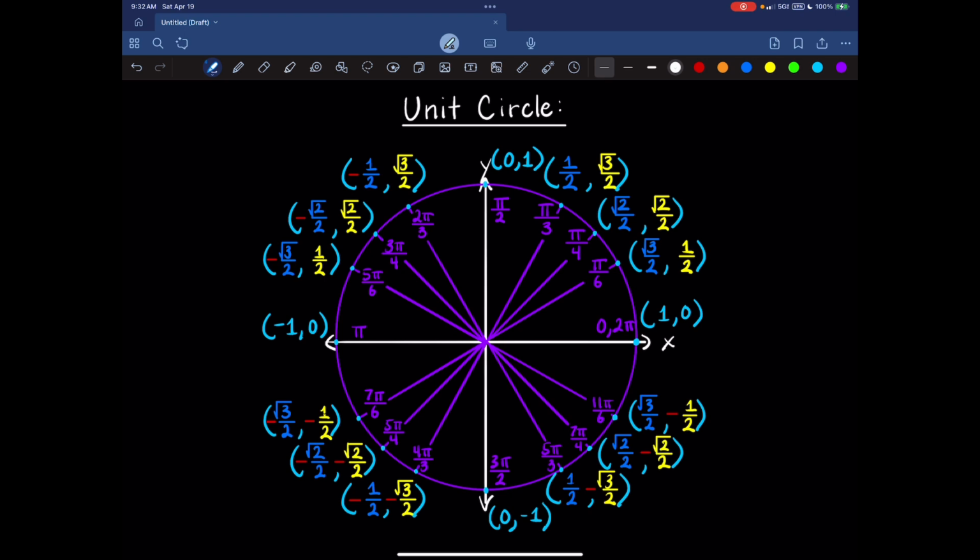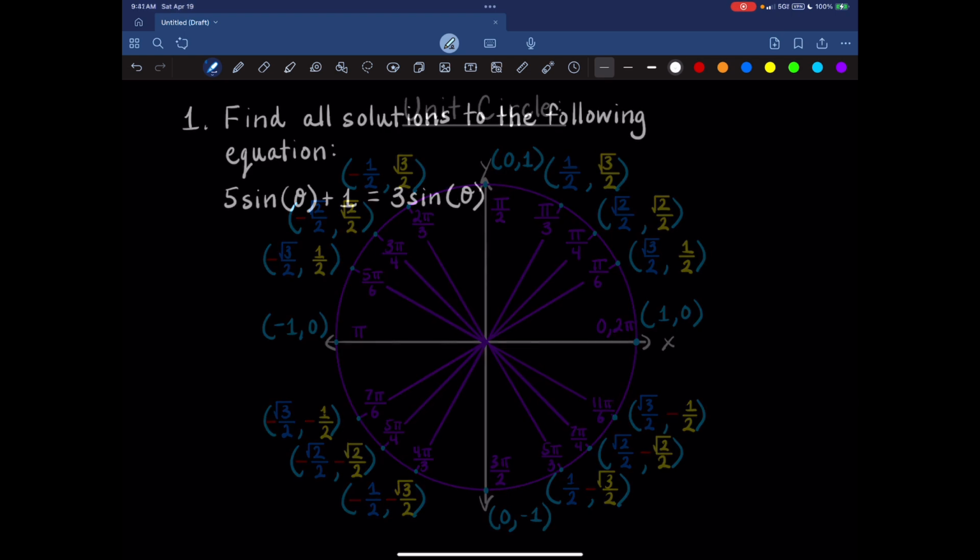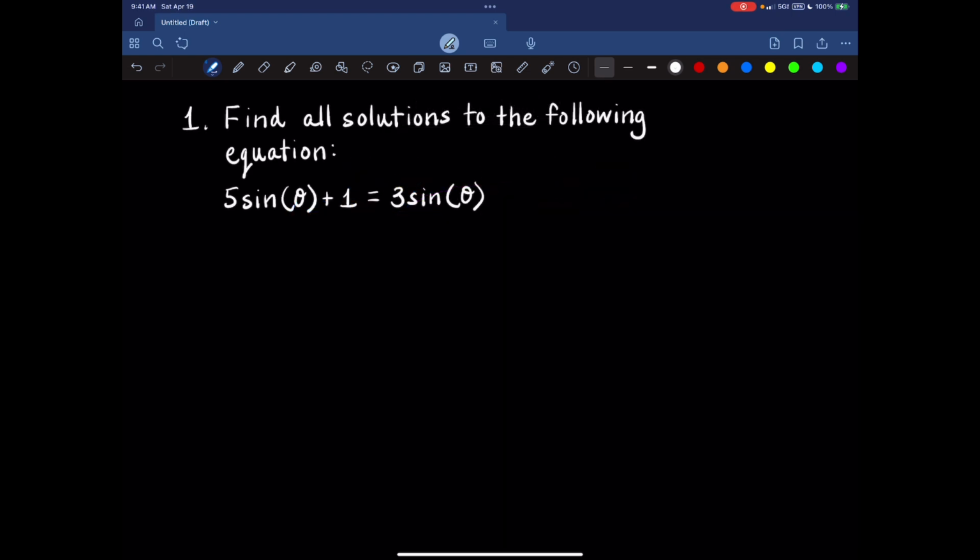But now we're ready to use this to solve our two problems. So let's first solve problem 1. We're asked to find all solutions to the following equation: 5 sine theta plus 1 equals 3 sine theta. So first of all, we can combine like terms by subtracting 3 sine theta from both sides, like this.